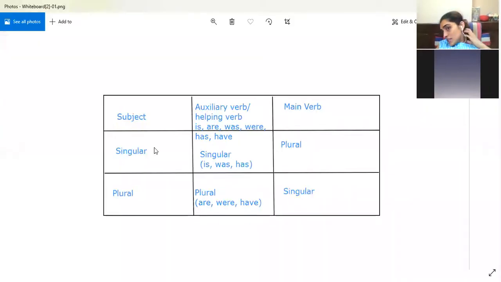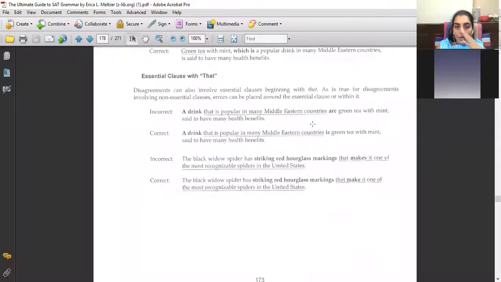So as you can see, if your subject is singular, your auxiliary verb is always going to be singular, but your main will be plural. And if your subject is plural, your auxiliary is plural, and your main will be singular, right? At a time, they'll either test you on auxiliary or main. The best way to figure out what they're testing you on is using the 4-step process. Like if you look at this question here, the black widow spider has striking hourglass markings that makes it one of the most recognizable spiders in the US.